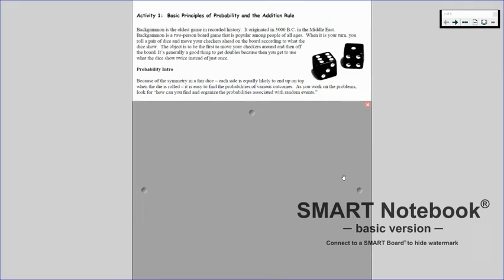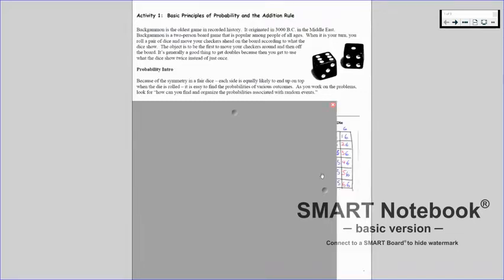All right, going to start on activity number one for our last unit here on probability and some basic counting principles. First paragraph there just talks about rolling two dice and the results used in a game called backgammon. Intro to probability: because of the symmetry of the pair of dice, each side is equally likely to end up on top. It's easy to find the probabilities of various outcomes as you work on the problems. Look for how you can find and organize the probabilities associated with these random events.